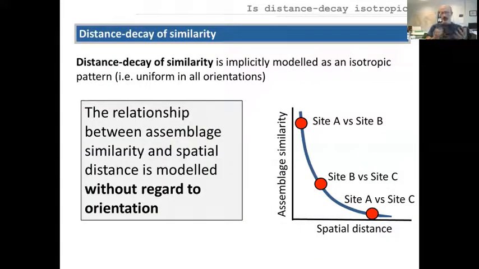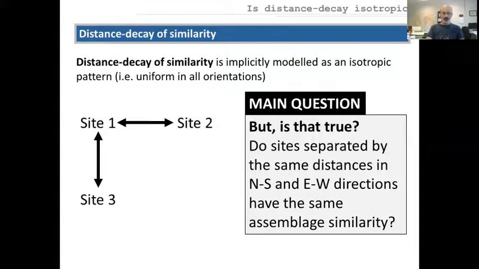So, as I said, we fit this model without regard to orientation, and this is the usual way to do it. And as I said, you can learn a lot of things from it. But I think if we look at orientation, we can learn even more things. Is it true that sites separated in different directions have the same similarity, and does similarity change with the same rate in all directions?